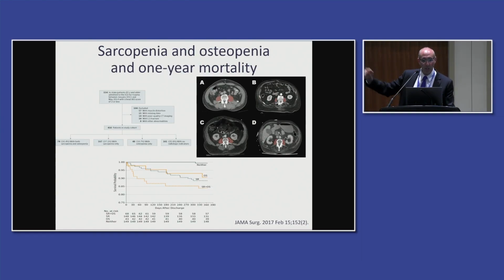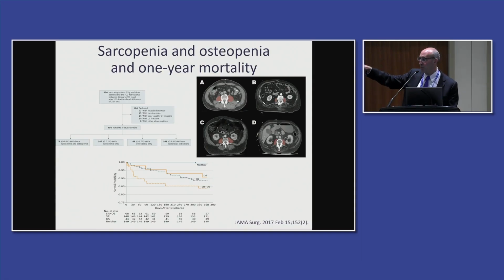So what we did over here was we took a cohort of patients that went through our institution, went to the ICU, and had abdominal CTs on their admission. We divided these into 4 groups: those who had sarcopenia, those who had osteopenia, those who had both, and those who had neither. This is the Kaplan-Meier curve at 1 year, and you can see that if you had neither sarcopenia nor osteopenia, you were doing well.